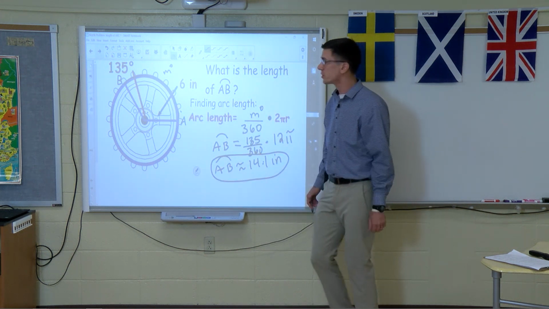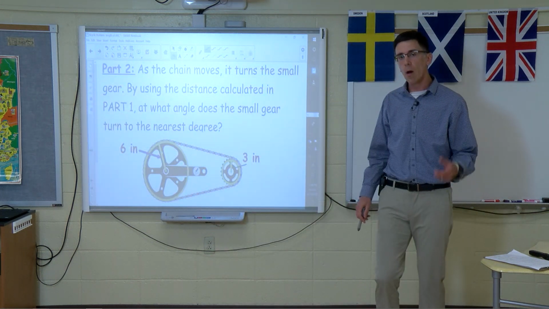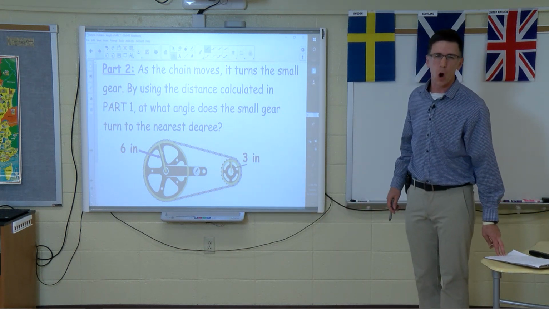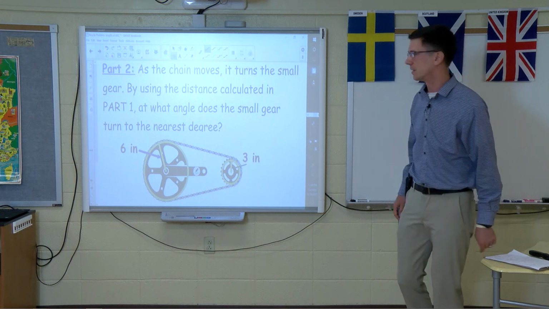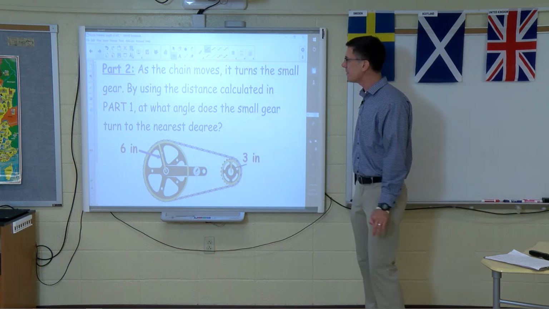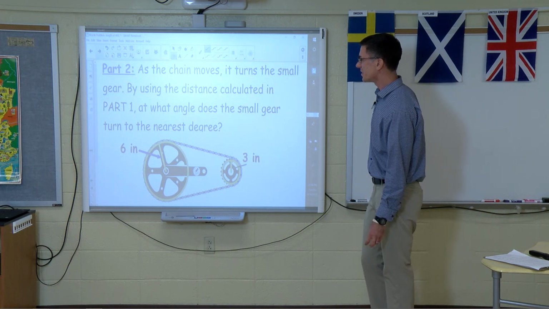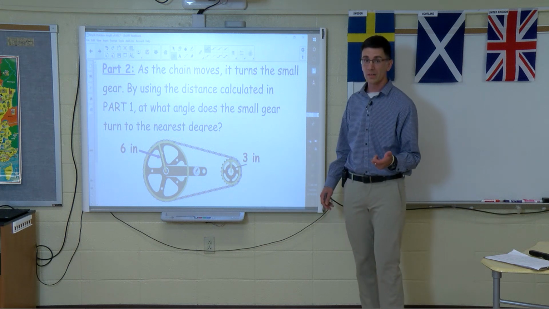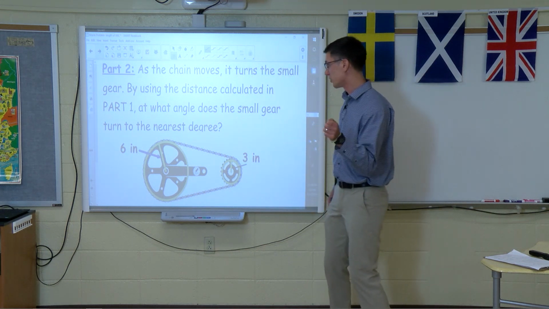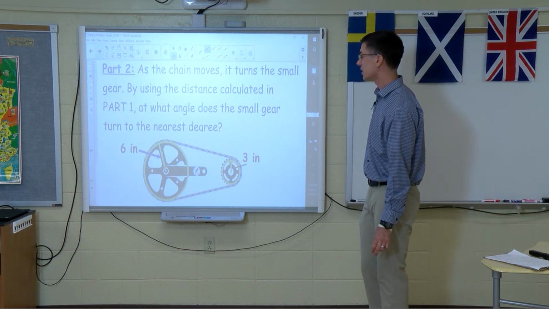Now, that is going to transition us to the second part of the problem. I want you to hang on to that 14.1 number for arc AB, because we're going to use that again. Okay, so part 2: as the chain moves, it turns the small gear. By using the distance calculated in part 1, remember that's approximately 14.1 inches, we'll use that in just a moment. At what angle does the small gear turn to the nearest degree?